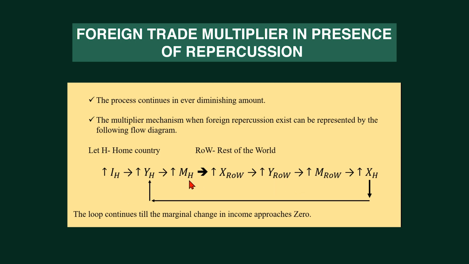This process will continue till the marginal change of income drops, because every round there is a diminishing increase in the income due to the marginal propensity to import lying between 0 and 1. This is the reaction of the foreign trade repercussion model. Now we are going to derive this foreign trade multiplier algebraically.